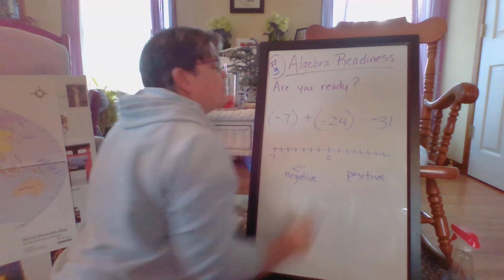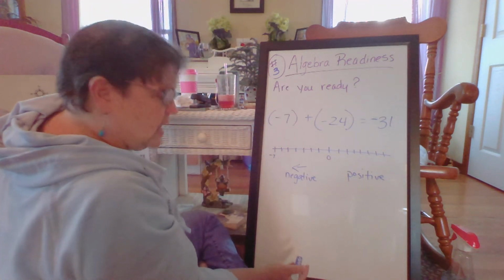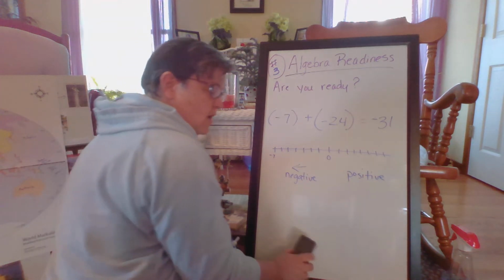This is a negative 31. Negative 7 plus negative 24 is going to give me a negative 31. All right, let's do another one.